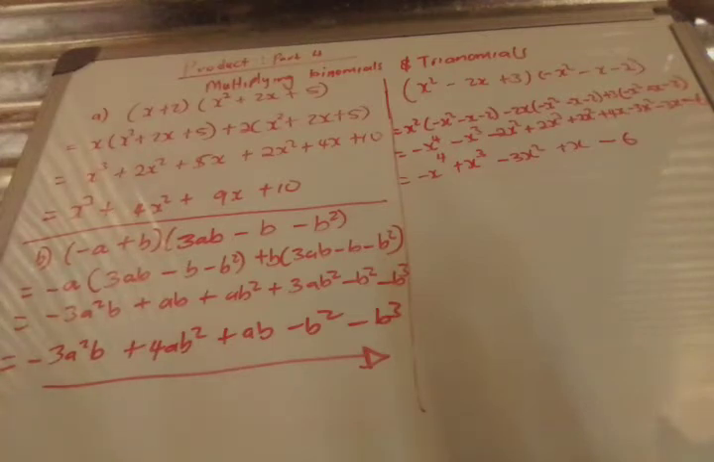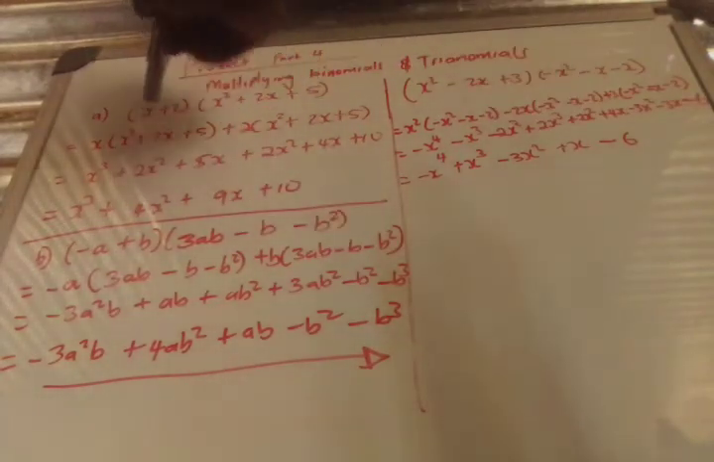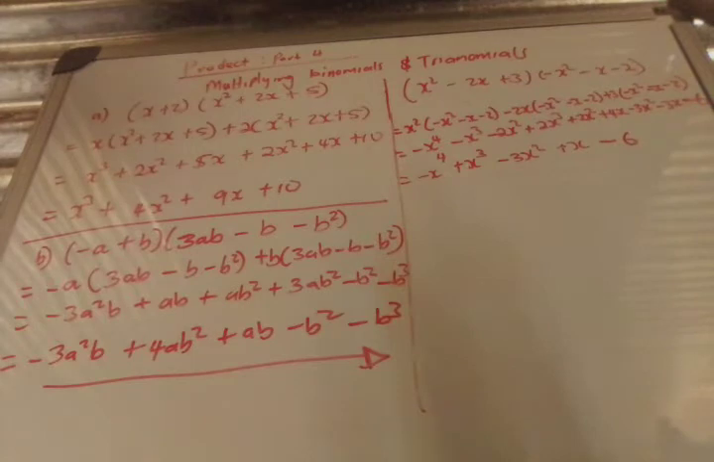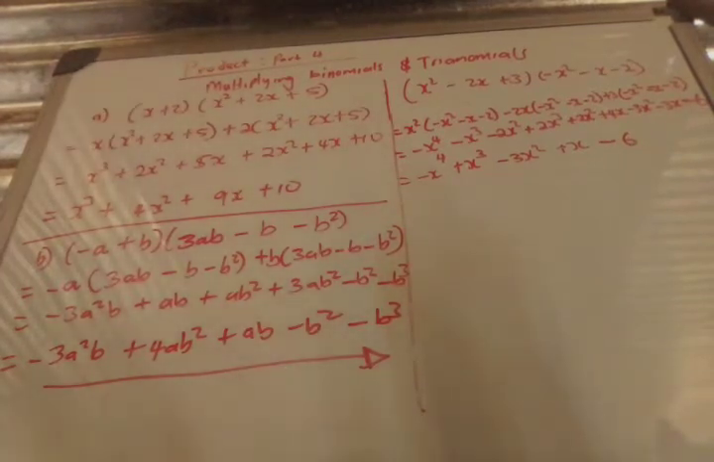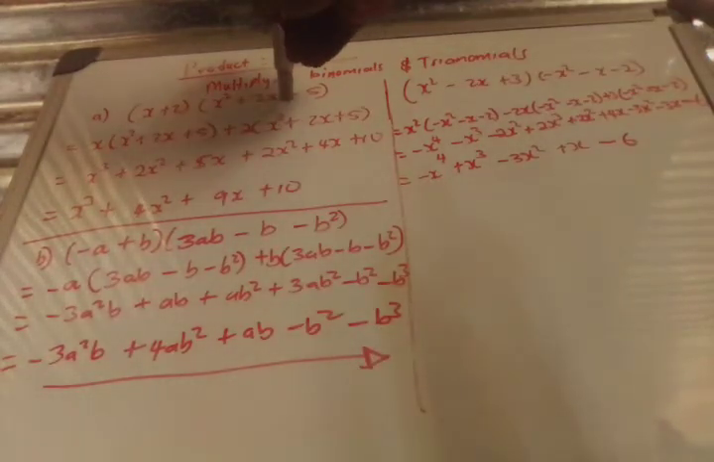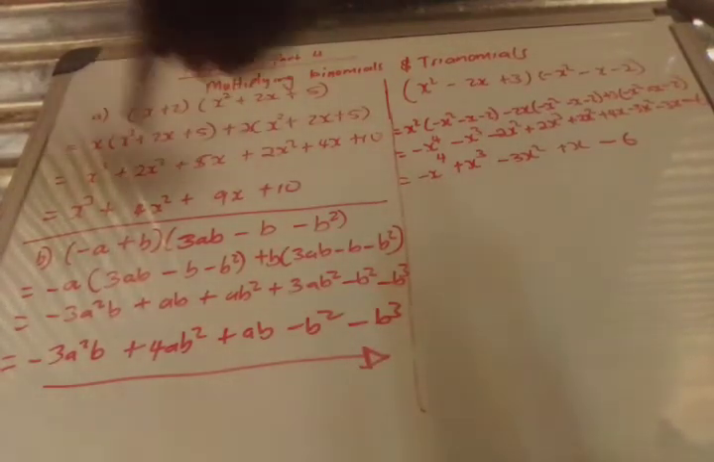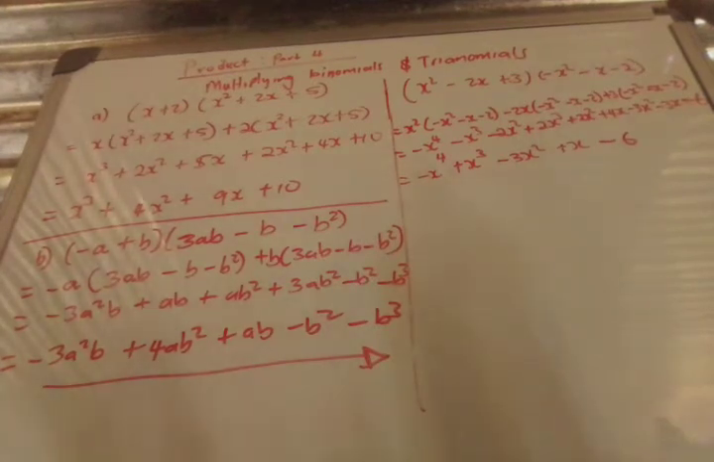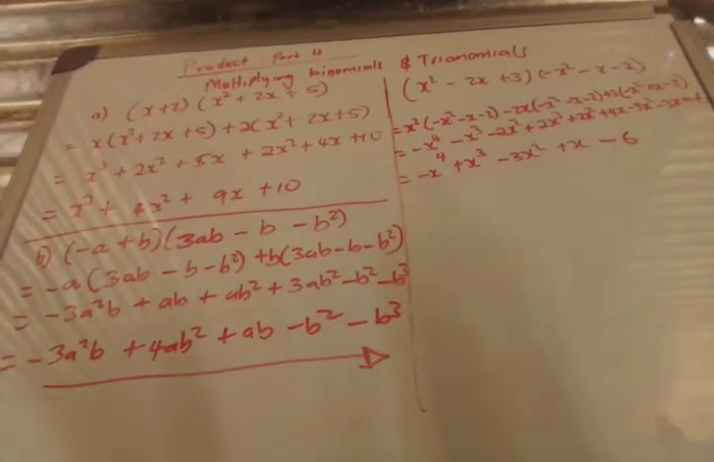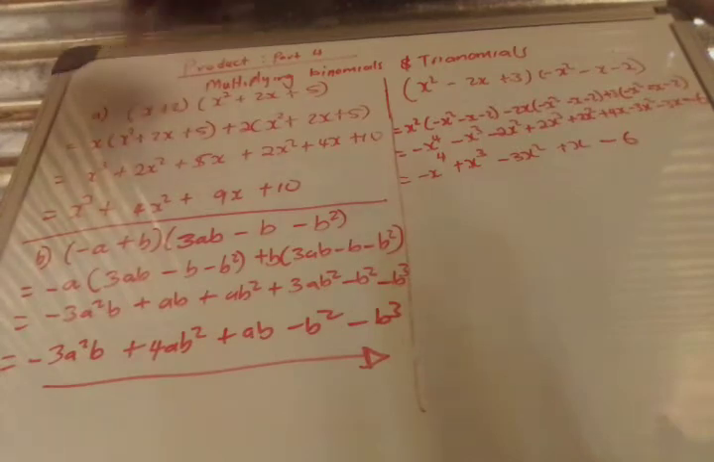Basically, you have two brackets, a binomial and a trinomial. You can choose which one you want to keep as a constant. You can either keep the trinomial as a constant and then break down the binomial, and in this case it would be more advisable to break down the binomial, because you're just going to have two terms.